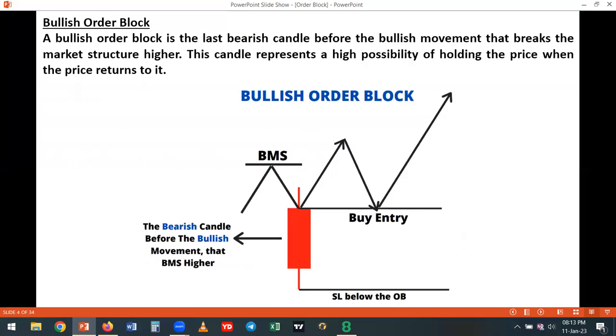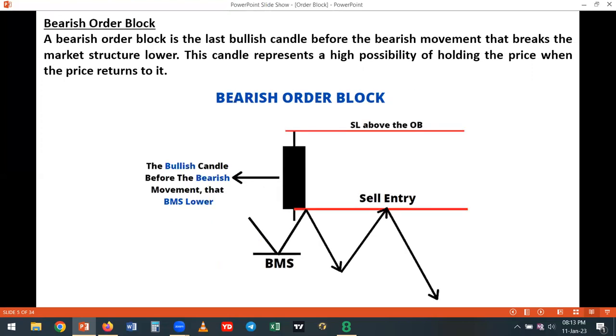We have the bullish and the bearish order block. What is the bullish order block? The bullish order block is the last bearish candle before the bullish movement that breaks the market structure higher. The candle represents a high possibility of holding the price when the price returns to it.